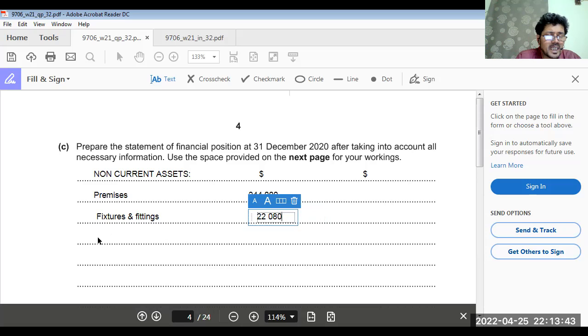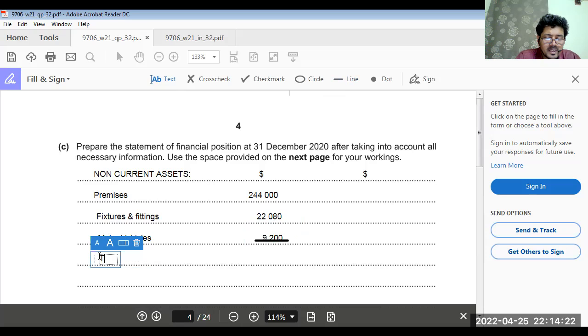Okay. Now, last is motor vehicles. Motor vehicles, we have to take it on the recoverable amount. That was 9,200 for motor vehicles. $9,200. Okay.